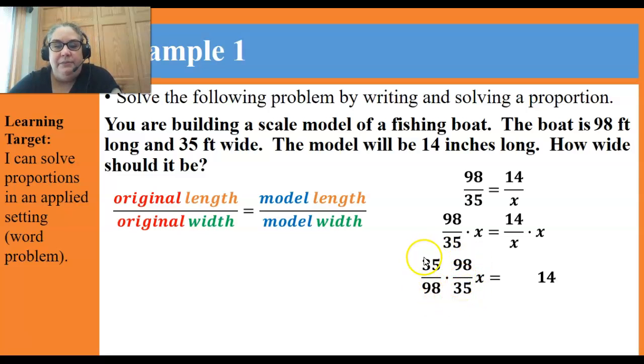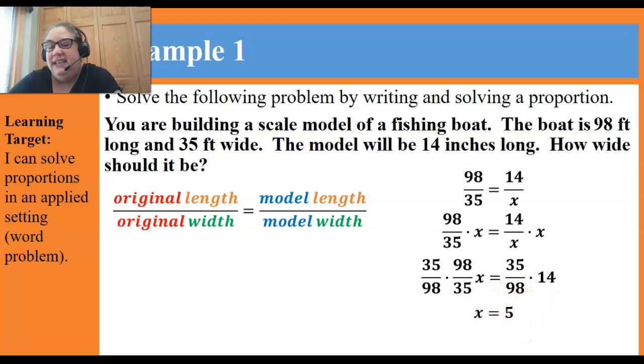And if I multiply my left-hand side by 35/98, I have to multiply my right-hand side by 35/98, and I will use my calculator, or knowing my rules of fractions, 35/98 times 14 is just 5.